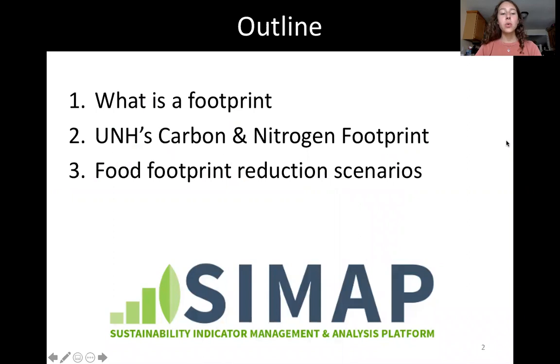So first I will begin with discussing what a footprint is. I will later get into how food affects UNH's carbon and nitrogen footprint specifically, and conclude with food footprint reduction scenarios.